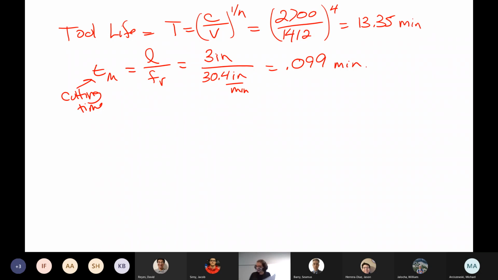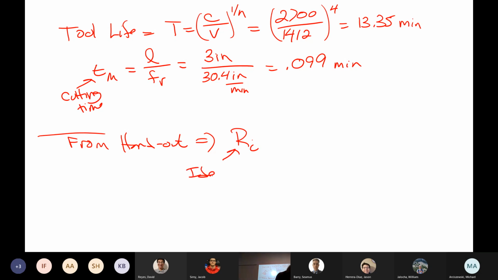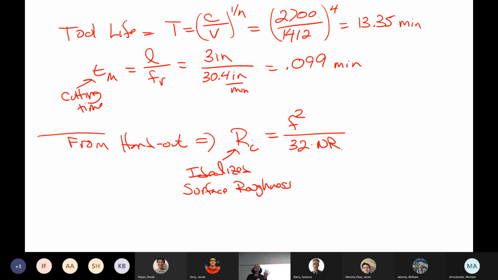Okay. The other aspect of this is our surface roughness. So from the handout, and this actually comes from the ASM handbook, we have R sub I, which is our idealized surface roughness. So it's an idealized R sub A. This is equal to f squared divided by 32 NR. So this really tells us that for turning, the smaller the nose radius and the faster the feed, we end up with a rougher surface.